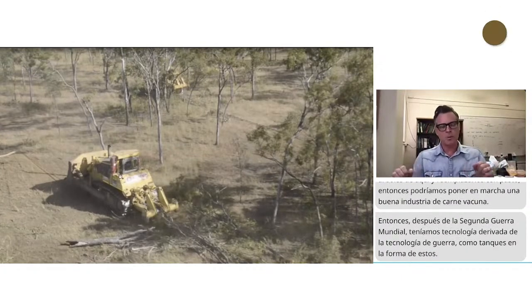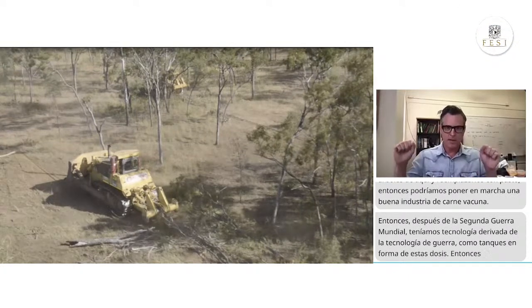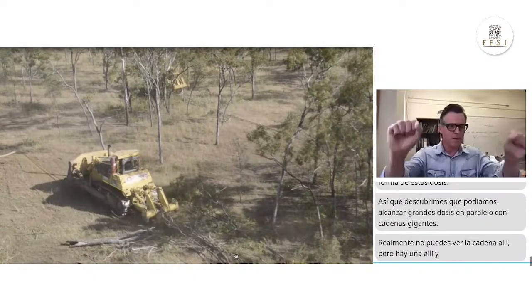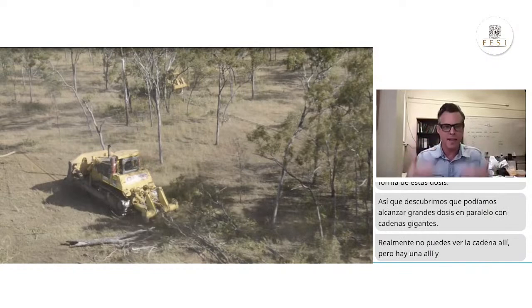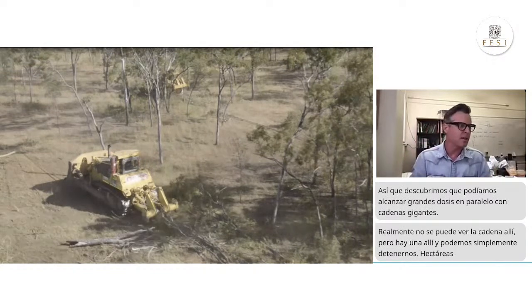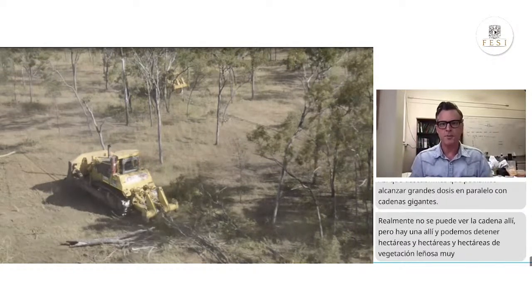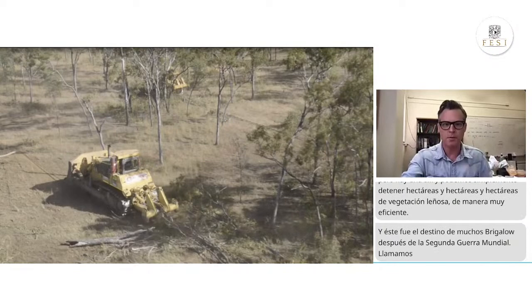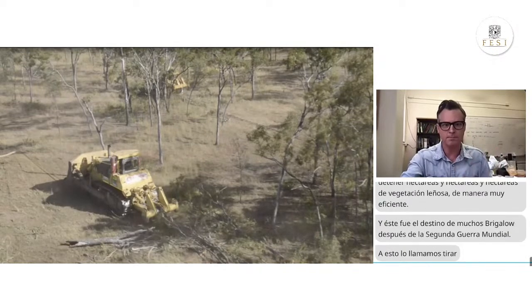So we worked out that we could drive 2 big dozers in parallel with giant chains. You can't really see the chain there, but there's one there, and we can just pull over hectares and hectares and hectares of woody vegetation very efficiently. And this was the fate of a lot of the brigalow after World War II. We call this pulling scrub, because you're just effectively pulling it over.